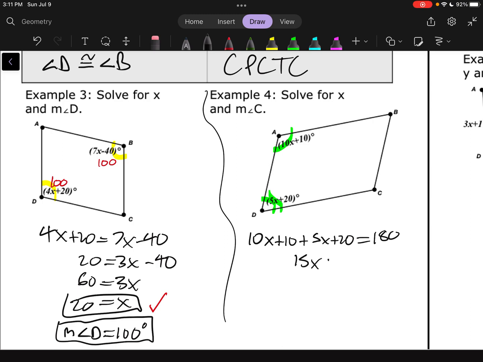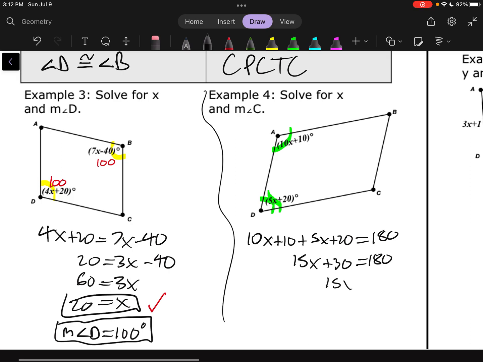That'd be 15x plus 30 is equal to 180. If I subtract the 30, I get 15x is equal to 150. So x should be 10 here. Now if I plug that back in, for angle A, 10 times 10 is 100, plus 10 is 110. 5 times 10 is 50, plus 20 is 70. So that looks good to me because that does add up to be 180.